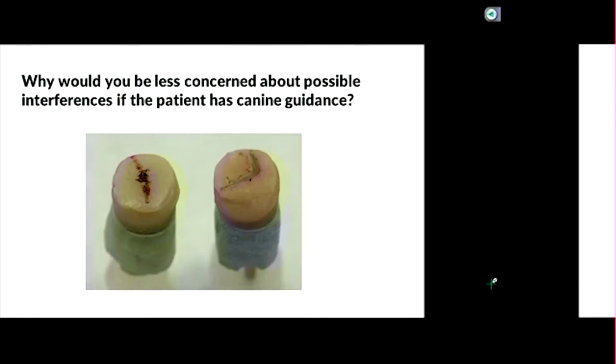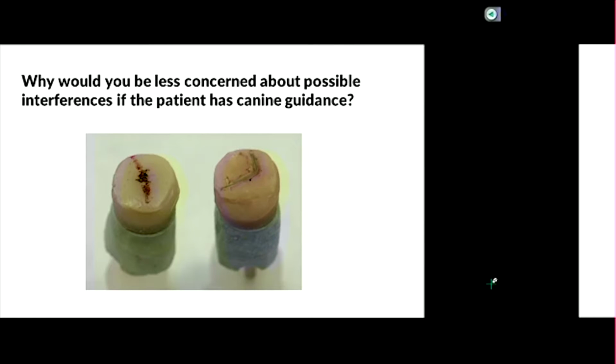So why would you be less concerned about possible interferences if the patient has canine guidance versus group function? Who wants to take a stab at that? Oscar. Okay, so you're referring to what scheme? Canine guidance, I'm assuming, right?